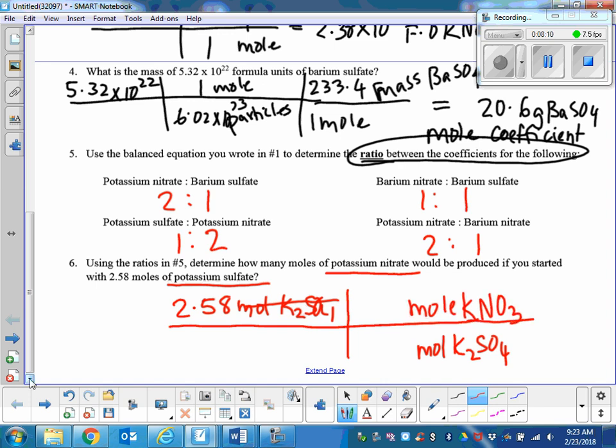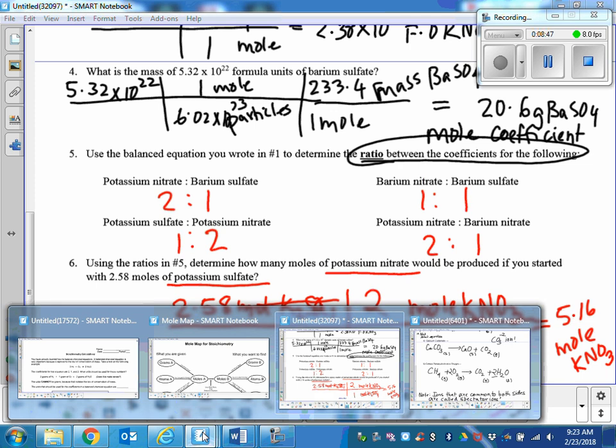What is the ratio between these substances? What is the number before potassium sulfate? 1. What is the number before potassium nitrate? 2. You just multiplied by 2, and that will give you how many moles of potassium nitrate, which is 5.16 moles of potassium nitrate. Are we good? It was a very simple proportion problem. Okay. Let's get into the notes page now.